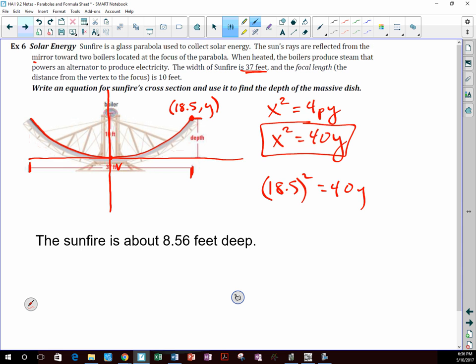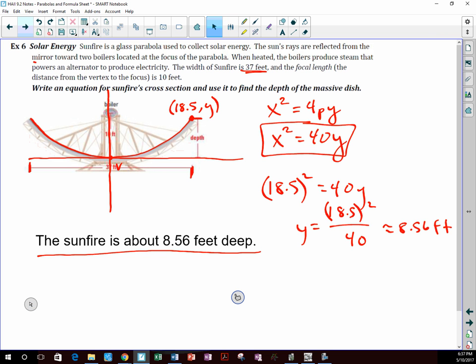I erased that before. I don't even know if I have this on my sheet here, and I don't have my calculator with me. That y is going to be equal to 18.5 squared, whatever that value is, divided by 40. If you calculate that out, you get about 8.56 feet. So that's the depth. And it makes sense that that's shorter than the 10 feet, because we can tell that the boiler is outside that dish, so the depth is a little bit less than that.